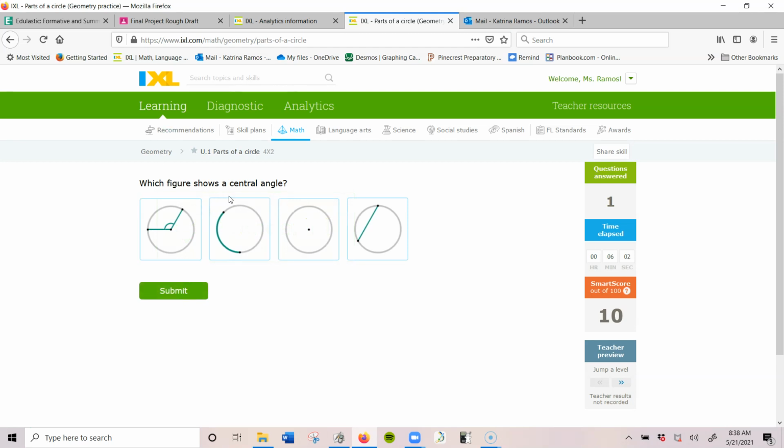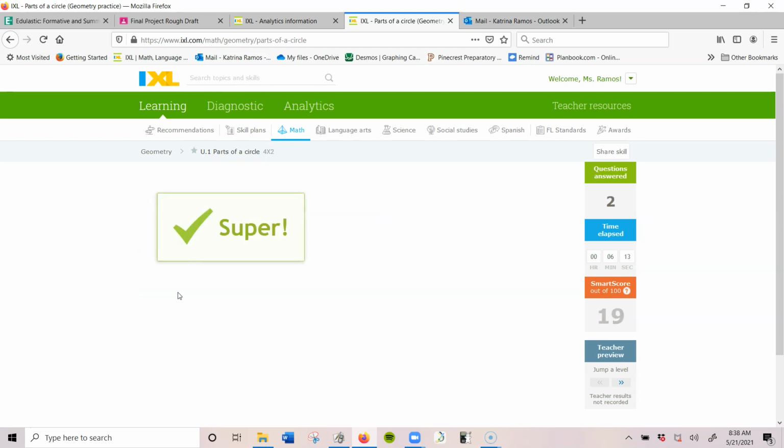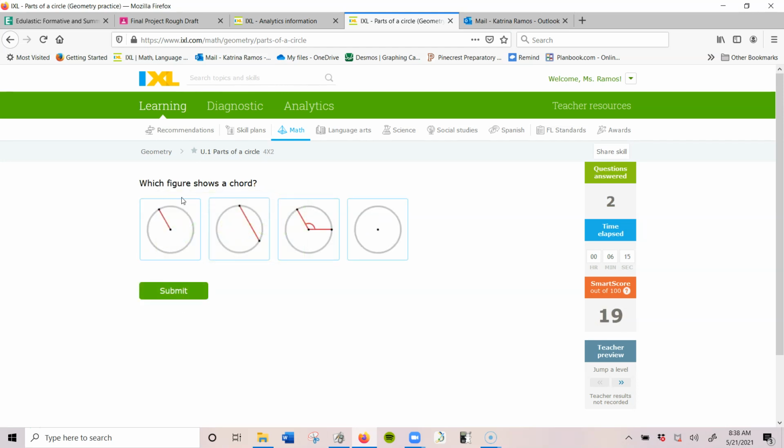Here it says, which figure shows a central angle? A central angle of a circle is an angle that comes from the center. That's why it's called a central angle. So this would be the central angle. Which figure shows a chord? A chord is a line segment that goes from one edge of the circle to the other, but does not go through the center, because that would be the diameter. So this is a chord.